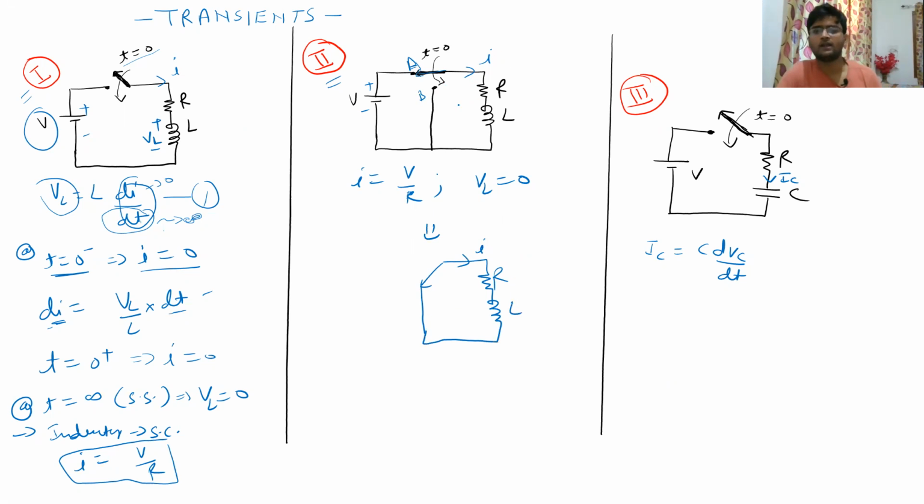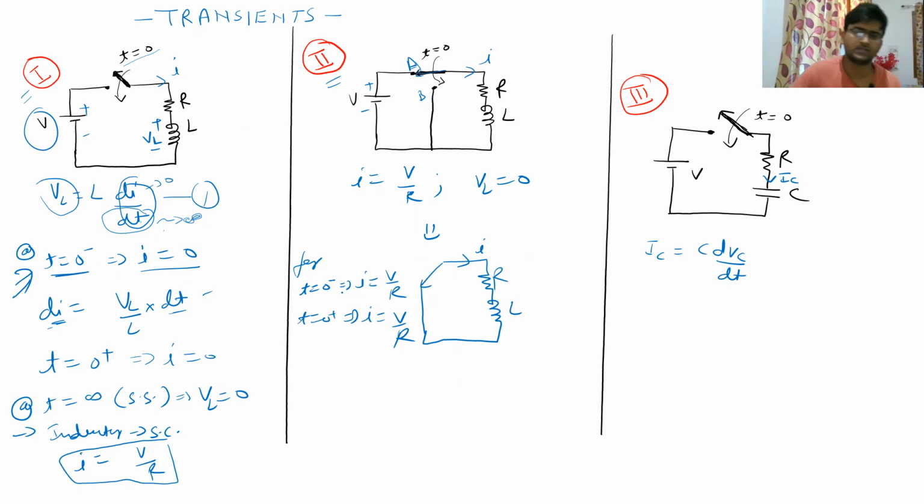As we have discussed, for a very small change in time, there is not going to be a significant change in the current for a circuit which is inductive. So for t equal to 0 minus, your current I was how much? V by R. What will happen for t equal to 0 plus? Your current is again going to be V by R, because an inductor does not allow sudden change in current.